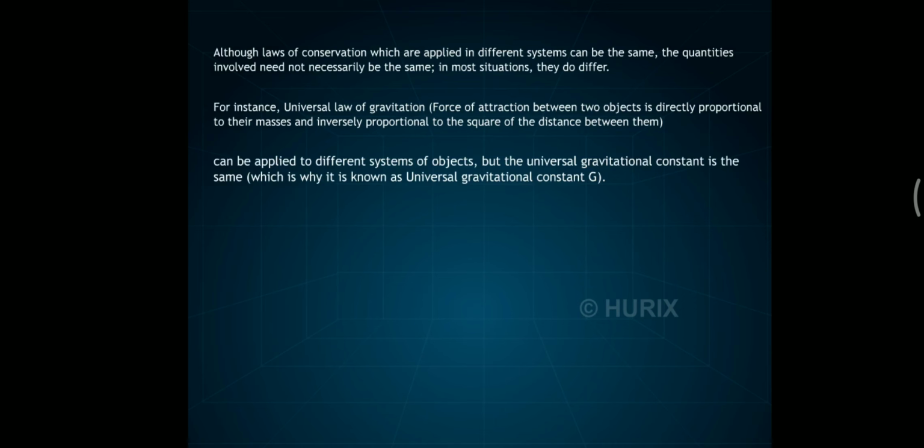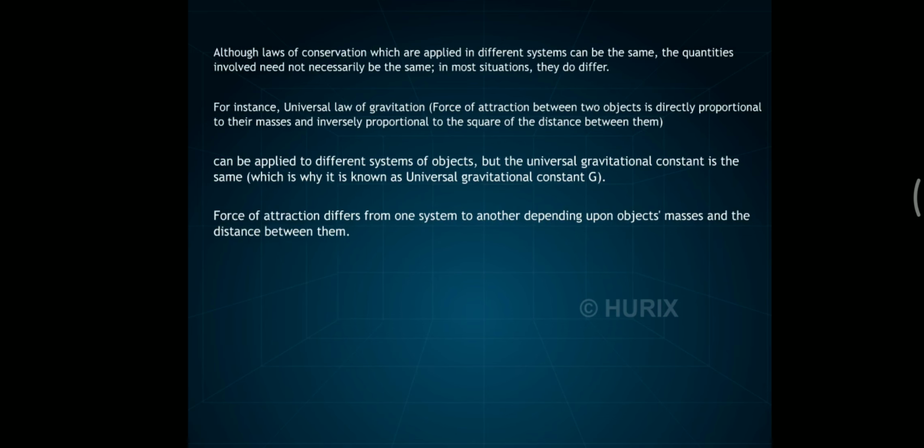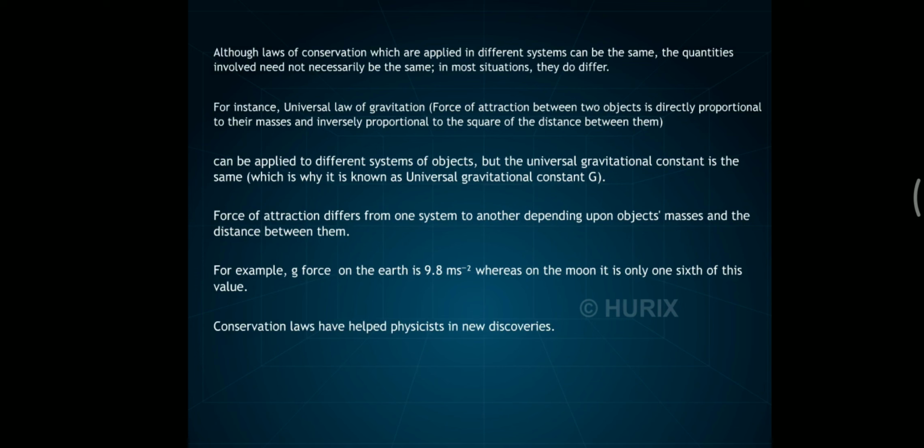distance between them. It can be applied to different systems of objects, but the universal gravitational constant is the same, which is why it is known as the universal gravitational constant G. The force of attraction differs from one system to another, depending upon the objects' masses and the distance between them. For example, g on the Earth is 9.8 meters per second squared, whereas on the Moon it is only 1/6 of this value. Conservation laws have helped physicists in new discoveries.